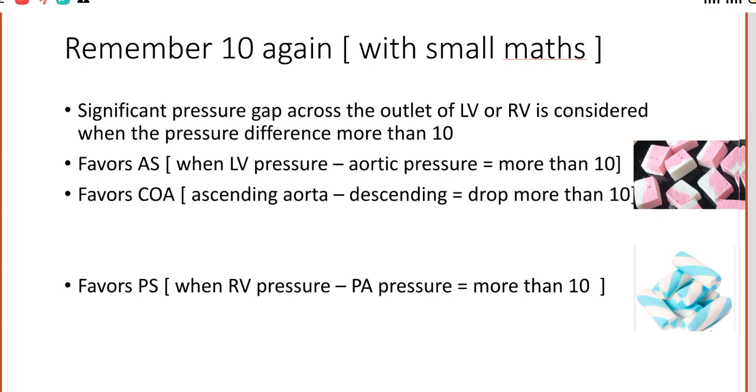Another thing I added here is coarctation of the aorta. There's a gap of 10 between the ascending aorta and the descending aorta. So which side should have a higher value? The ascending aorta has a higher pressure, and then there's a narrowing. After the narrowing, the pressure is less, so a pressure gap of 10 is there in coarctation of the aorta, from the ascending to the descending aorta.